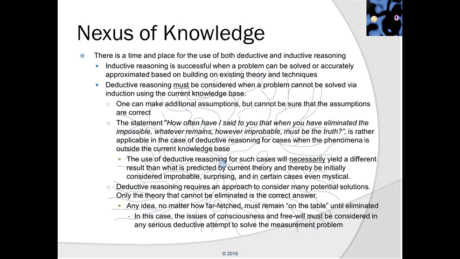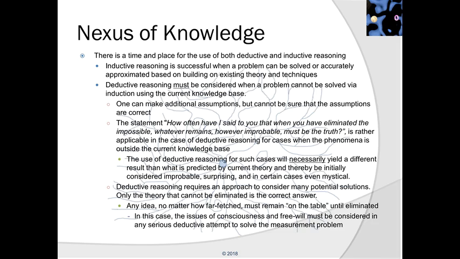There is a time and place for the use of both deductive and inductive reasoning. Inductive reasoning is successful when a problem can be solved or accurately approximated based on building on existing theory and techniques. For this reason, many people in society may be completely successful only applying inductive reasoning throughout their lives. They may find deductive reasoning, when they come across it, to be rather foreign and question why someone would think in that manner. On the other hand, deductive reasoning must be considered when a problem cannot be solved via induction using the current knowledge base.